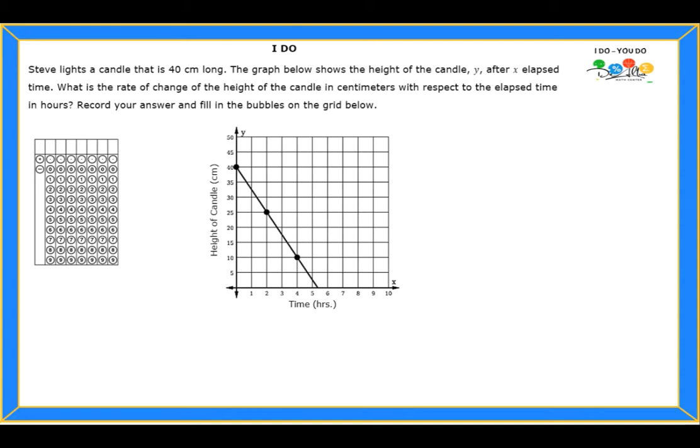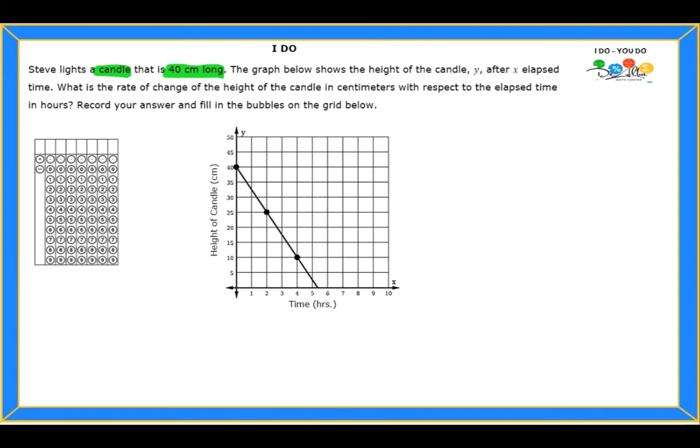So first of all, what are they talking about, right? They're talking about a candle, okay? And that candle was 40 centimeters long, right? When he lighted it up, it was that tall, 40 centimeters long. Now, what happened to the height of the candle if you are burning the candle? Think about it. It's going to keep on going what? Shorter and shorter and shorter, right?